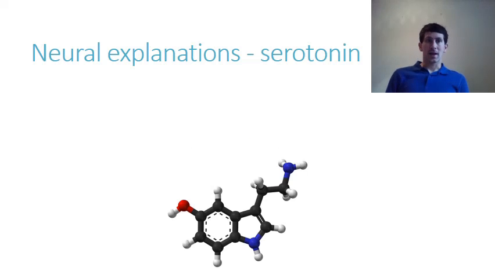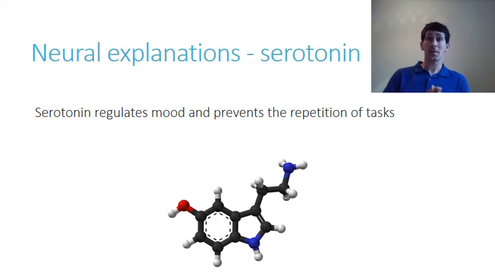So for the neural explanations, we're really looking at two things. We're looking at all those chemicals that are going on around your brain, all those neurotransmitters, and we're also looking at the brain function itself. One of the main chemicals that has been linked to OCD is serotonin. What they found is that serotonin is really important in two things in our body. It's important in our mood. It's our feel-good hormone. Some of you will have learned that last year if you did PE GCSE.